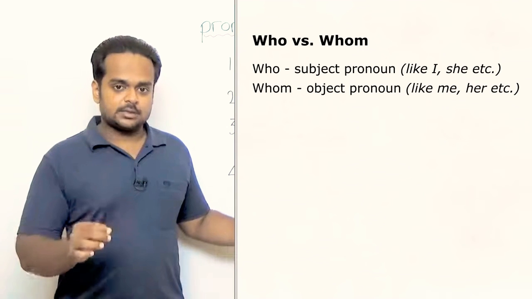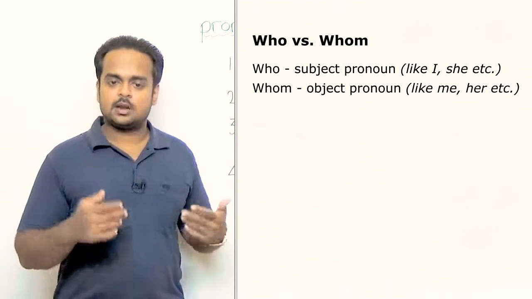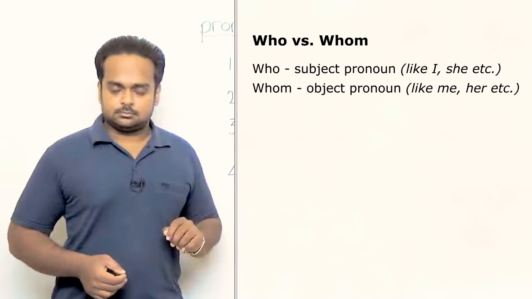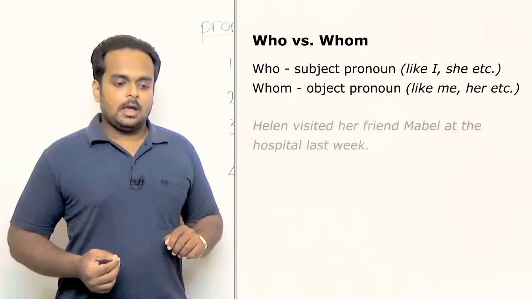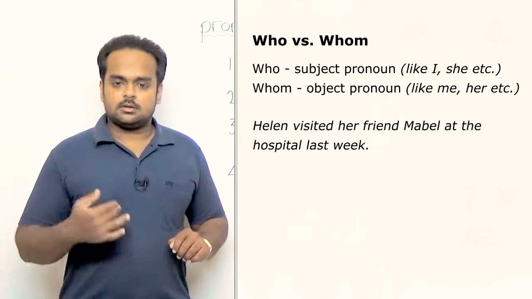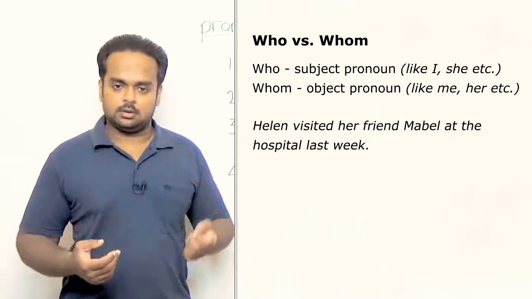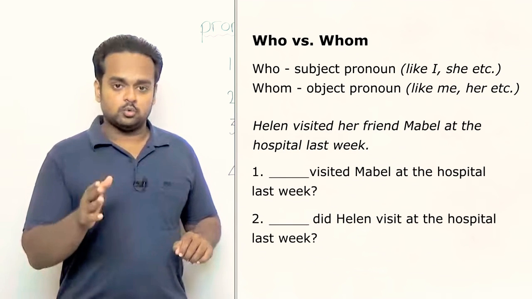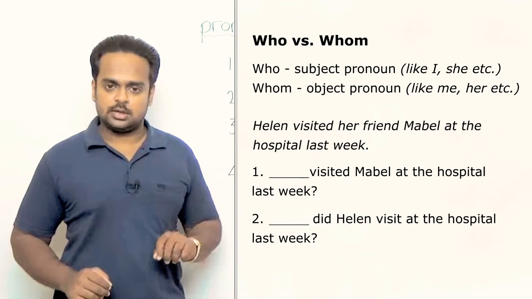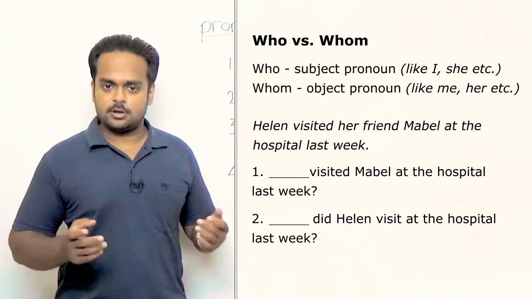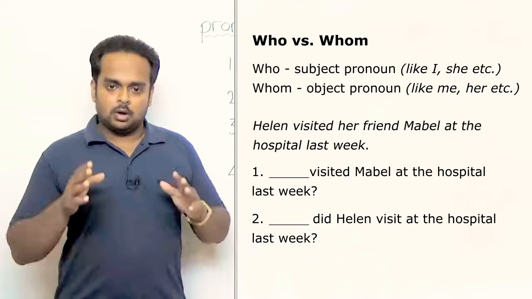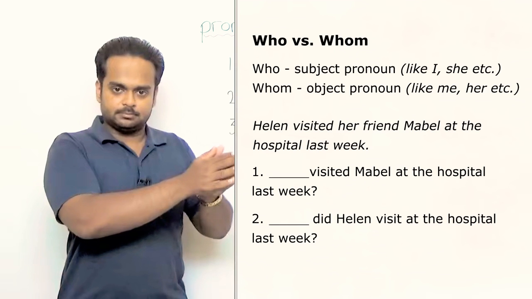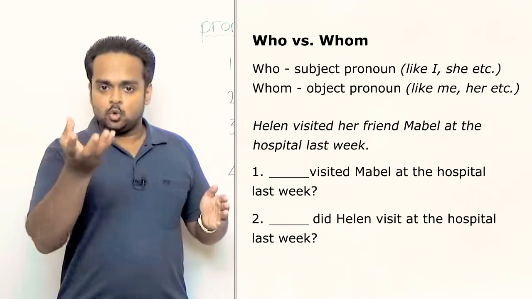Who is a subject pronoun and whom is an object pronoun. It's like I and me. Let's take a situation. Helen visited her friend Mabel in the hospital last week. There are two questions on the screen, but I want you to supply the question word in each case. What about the first one? Well, in the first, we know that someone visited Mabel, but we don't know who that person was.